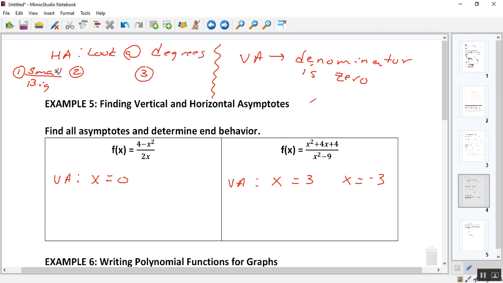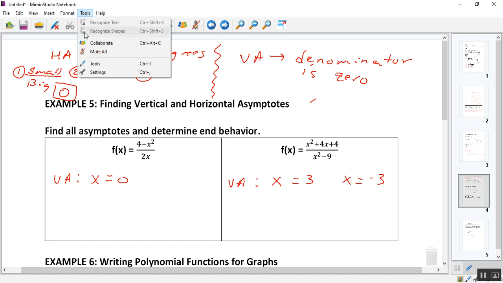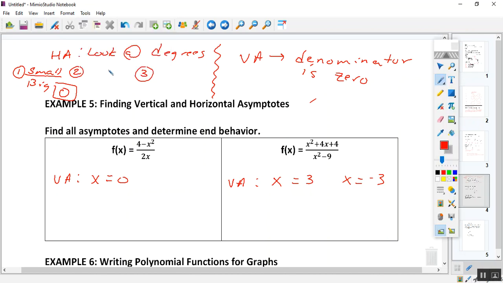If you ever have a smaller degree of a function over a bigger degree of a function, then your horizontal asymptote will always go to 0. What's the other possibility, kids? If you ever have a bigger degree over a smaller degree, it's either going to go to plus or minus infinity. And I'll show you why here in a second.